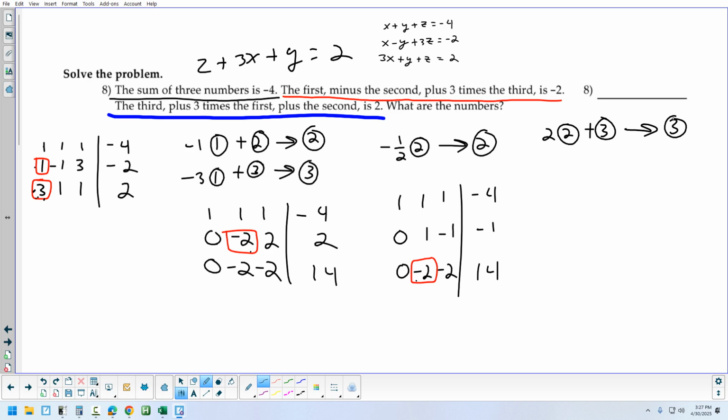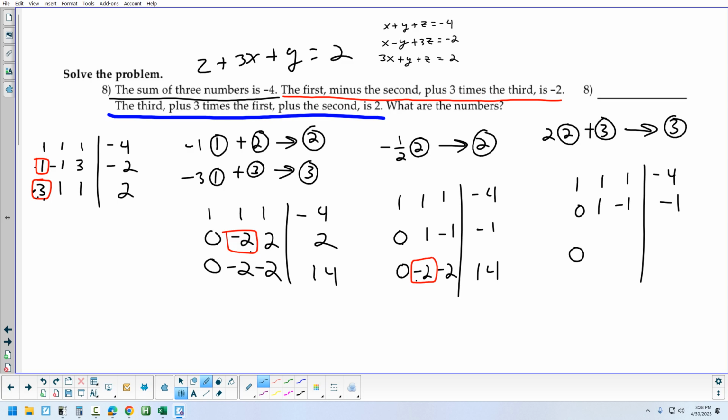So which two rows stay the same this time? 1 and 2. 1, 1, 1, negative 4. 0, 1, negative 1, negative 1. Okay, so now we double everything and add it to row 3. If you double 0, you get 0, plus 0, 0. Stays the same.